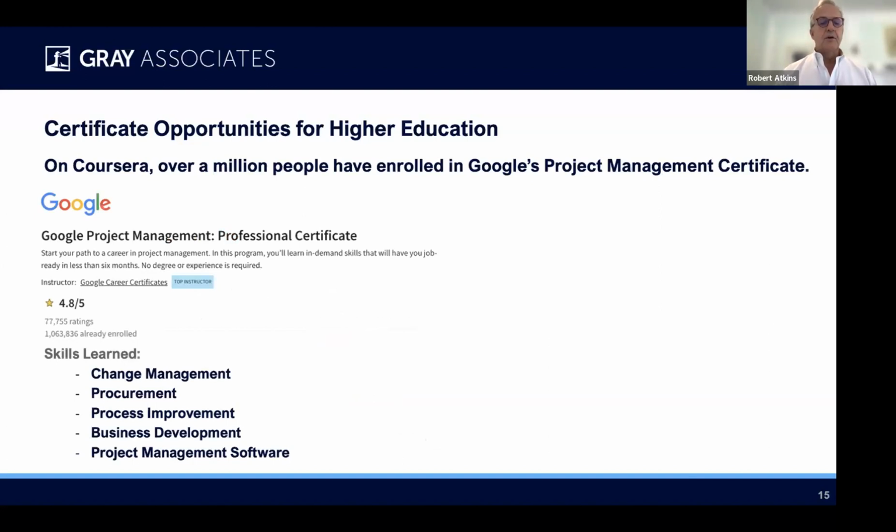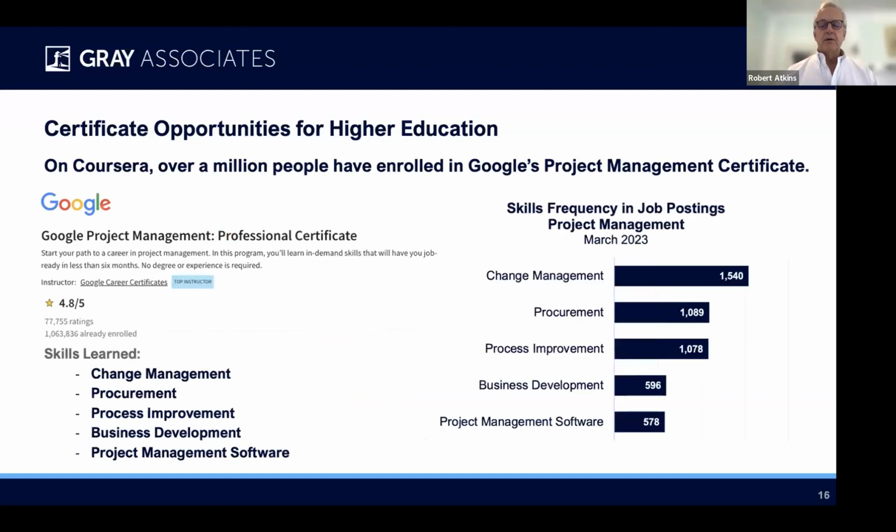The question then becomes, are those the skills that employers want in a project manager? So if you look at job postings and look at the frequency of mention of skills, what you find is change management's up there, number one in this list, procurement, process improvement, business development, project management software. They literally nailed 5 of the top 5 skills required in job postings. So think about the care they must have taken to actually go out and assess what the skills are in the job market, and then be sure to include those specific skills in their program.